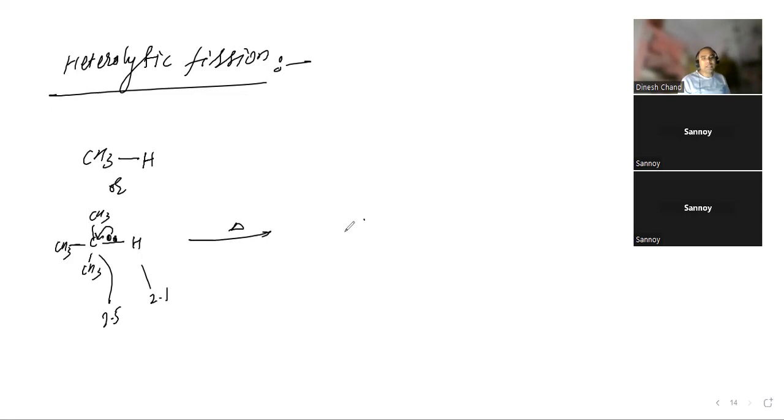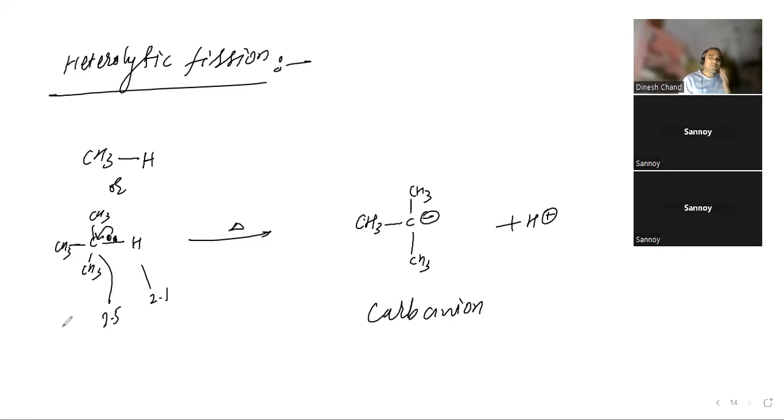In this case, it will form CH3, C, CH3, CH3 with the negative charge, plus H plus. This is what is called a carbanion. What do we mean by carbanion? Negative charge on the carbon.